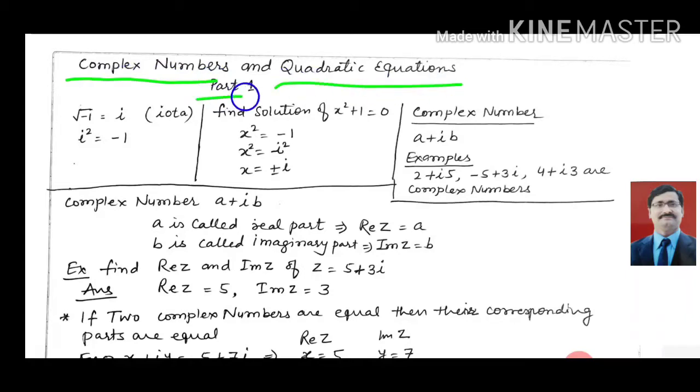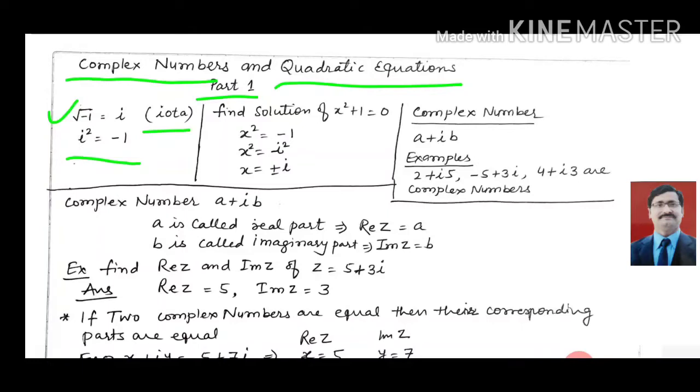Look here, we will start this part 1. Here we will have a word iota. This root minus 1 will be iota. We write it as i. Okay, i means we will read it as iota. Iota square will be minus 1. If you square both sides, you get iota square equal to minus 1.